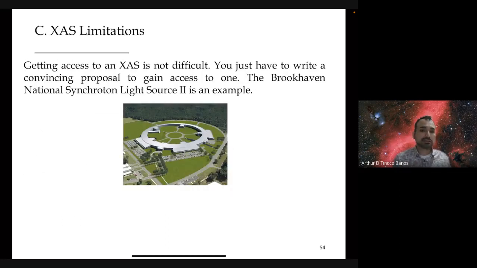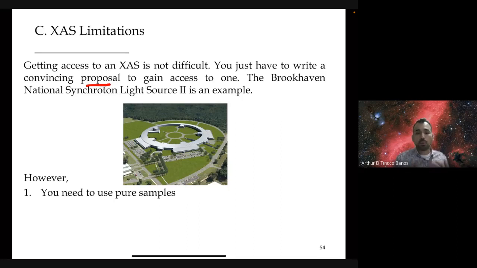But how do you access this technique? This is not like doing a UV-vis experiment in your chemistry lab or your own labs if you're doing research. You actually have to go to a facility, okay? So a national laboratory. Getting access to XAFS is not necessarily difficult. You just have to apply to get time at a particular laboratory. So you have to write a convincing proposal, typically short, okay? And so you submit it, it gets evaluated, and then you get time. An example of a place is the Brookhaven National Synchrotron Light Source II. This is a picture of the facility.